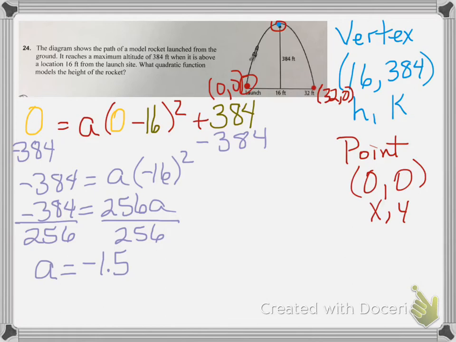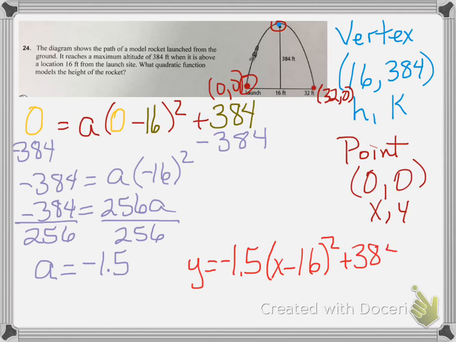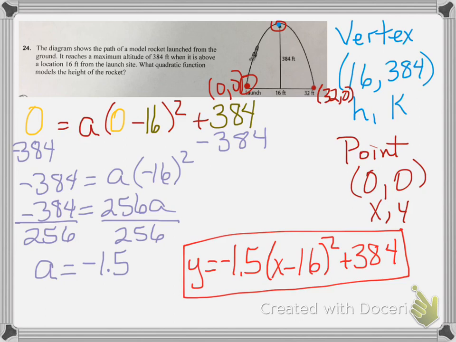Negative 1.5. So our final answer is what, Nathaniel? Y equals negative 0.5. Negative 1.5. Yeah, you said 0.5. Oh, sorry. Negative 1.5 times x minus 16 squared plus 384. All right. Good job. Thanks for your help. I appreciate it. No problem.